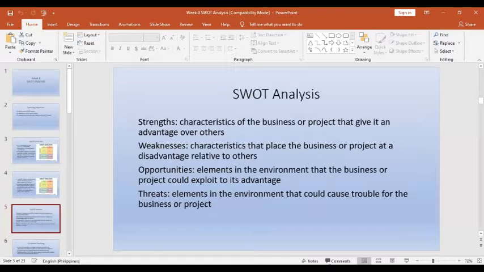ahead of your business. The opportunities are the elements of the environment, and this is external, in order to identify some of the advantages from the competition. So let's say the weakness of your competitor will serve as an opportunity for you to be distinctive. And the threat is the element of the environment that can cause trouble to a business project, which is the strength of the competitor that can take advantage of the business.